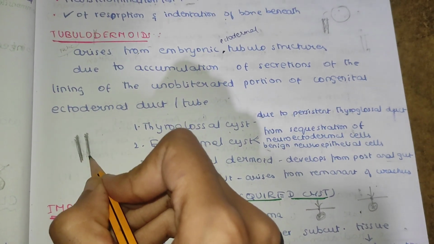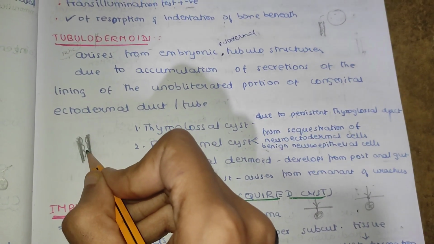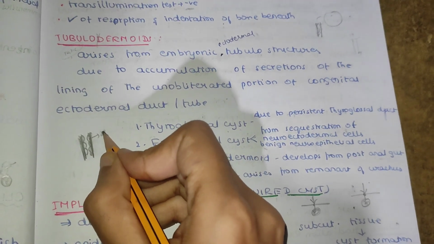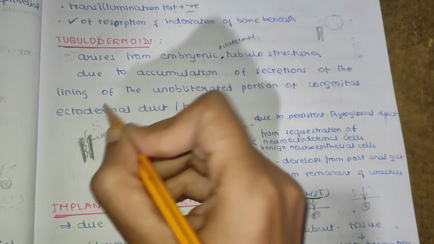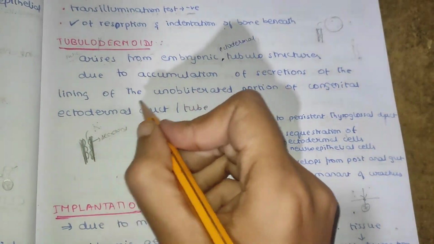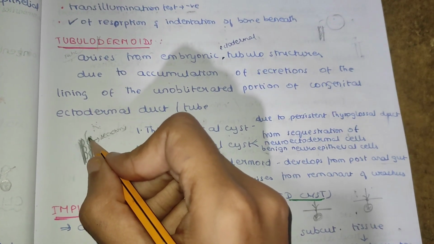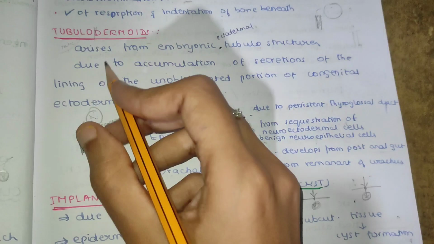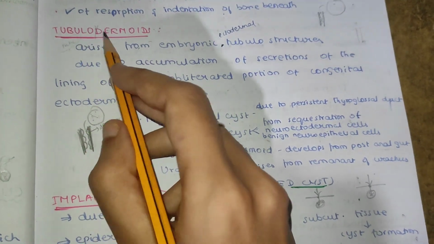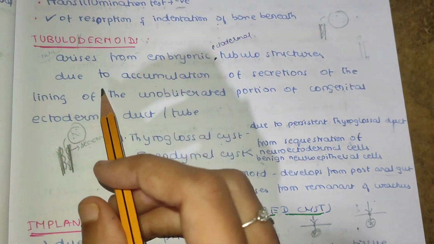And obviously the ectodermal tube is lined by some cells, and imagine these are secretory cells, and these secrete some secretions. So what happens is, due to the unobliteration of this ectodermal tube, the secretions from these cells get accumulated and form a cyst known as tubular dermoid cyst. So you can get clear here.